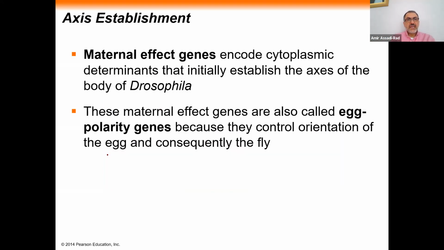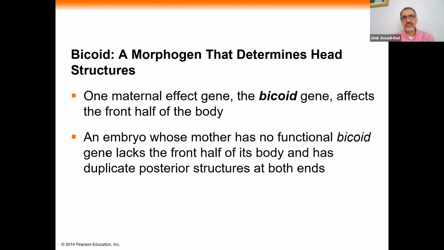Axis establishment: maternal effect genes encode cytoplasmic determinants that initially establish the axes of the body of the Drosophila. These maternal effect genes are also called egg polarity genes because they control the orientation of the egg. Okay, egg polarity is important when you get to polarity. When you get to zoology, we'll talk about that.